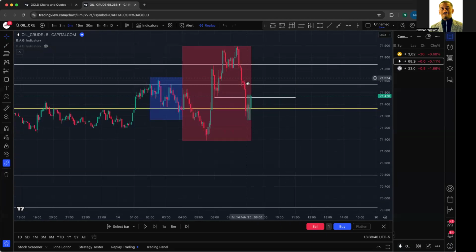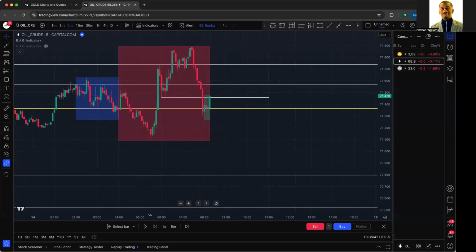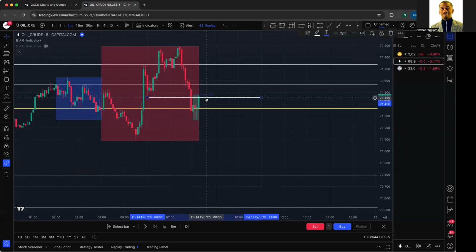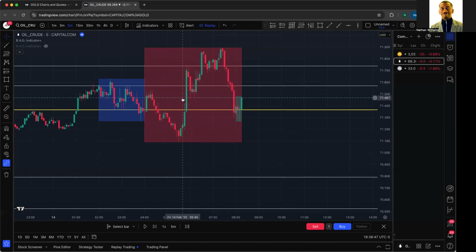This here is that one-hour fair value gap. We can delete this here. That was where the change in the state of delivery was for the one-hour. So we got our one-hour, and we got our daily algorithmic level.